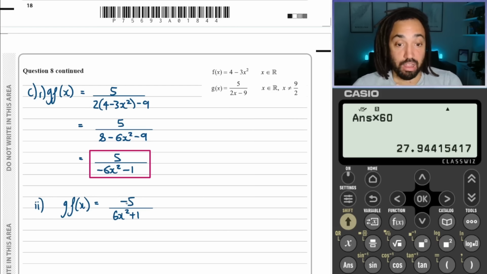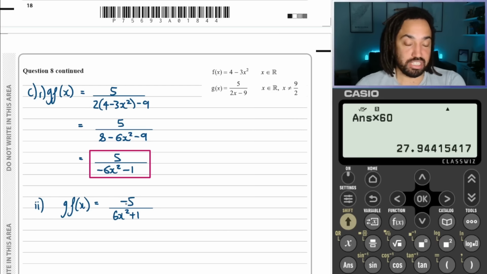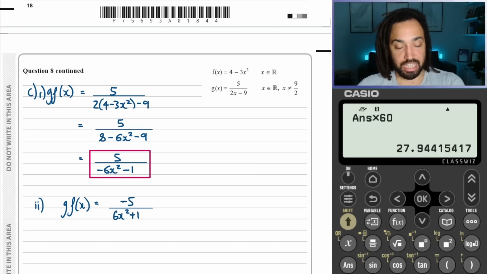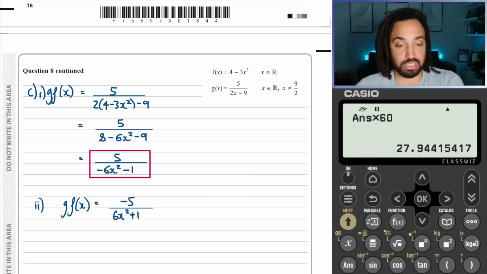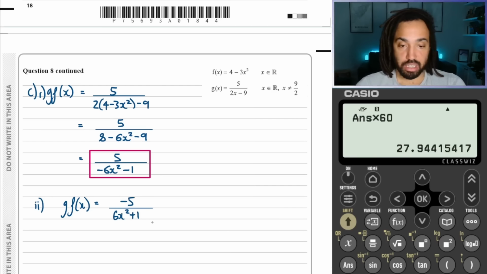Okay, now I've done this because now hopefully it's easier to see that the output of this function will always be negative, because you've got a minus here, so the top's definitely negative, and the bottom is always going to be positive, because you know x squared always gives out positive values, so we're always going to get a positive on the bottom, so overall we're going to get a negative.